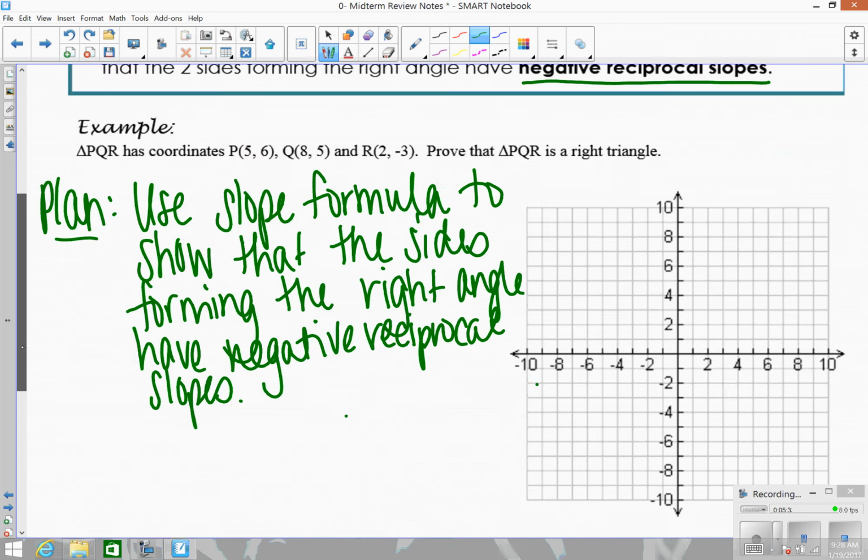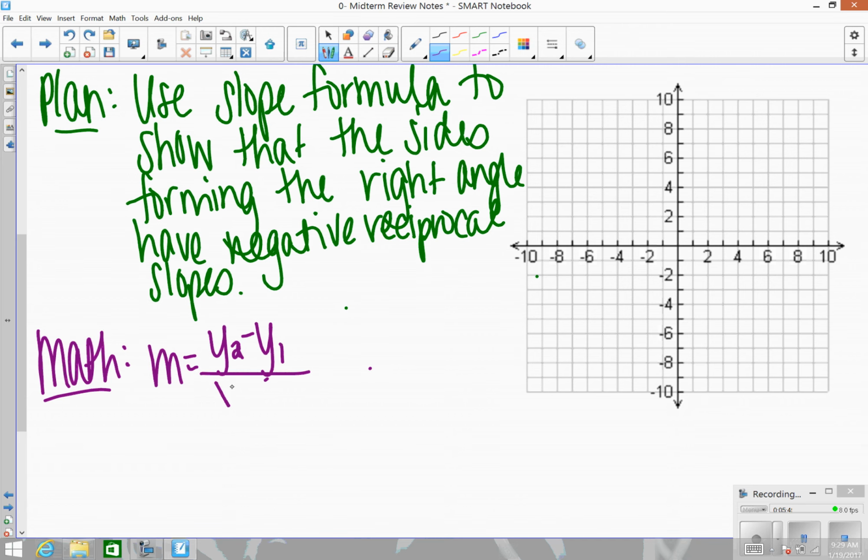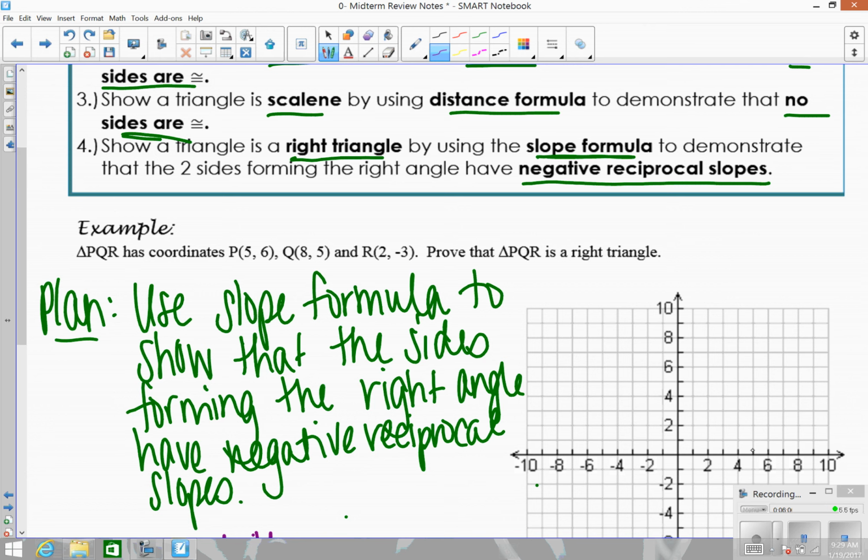So now we go ahead to the math step, which is to actually do our calculations. So you can use the slope formula here. So y1 minus y2, or you could say y2 minus y1, whatever you like. So change in y's over change in x's. Or you can use the graph. If I'm going to use the graph, then that means I want to plot my triangle. So I have P at 5, 6, Q at 8, 5, and then R is 2, negative 3.